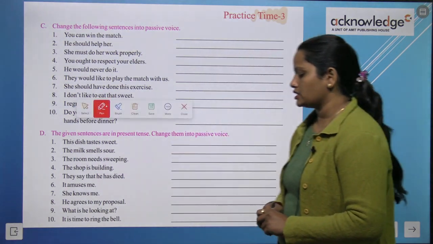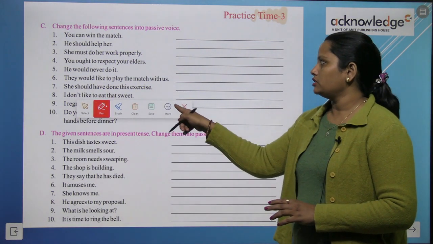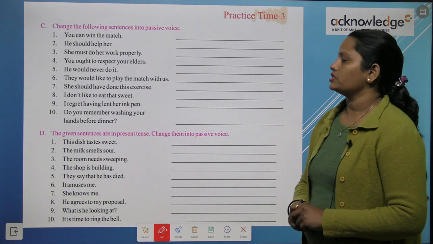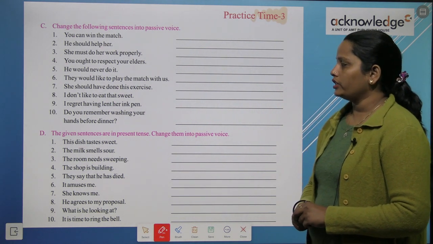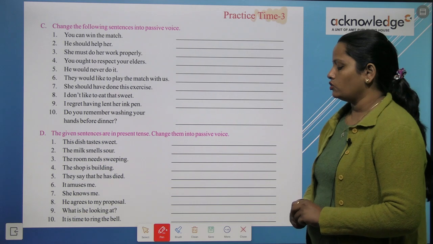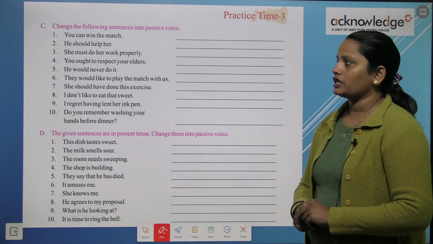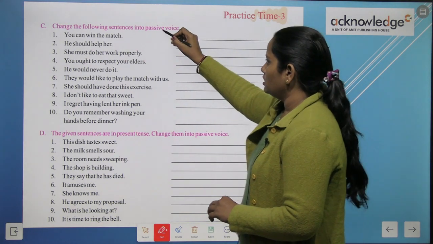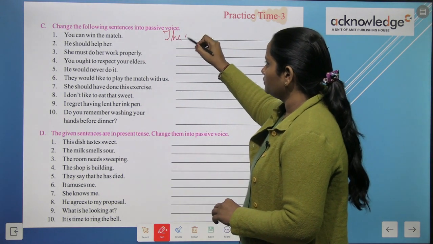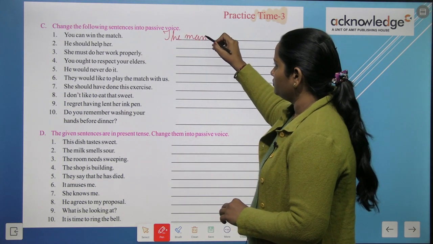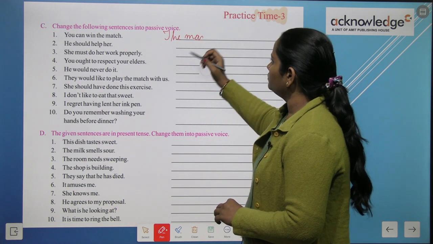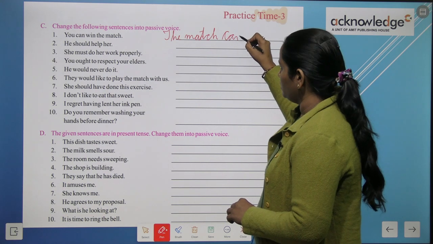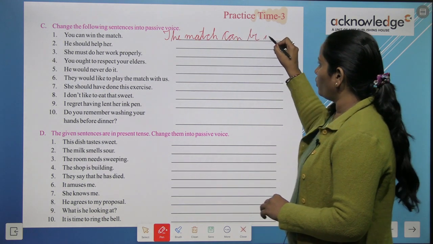This is exercise number C, and here you have to change the sentence into the passive voice. So you can win the match. So what will be the answer? The match can be won by you. So write down here, children. The match can be won by you.